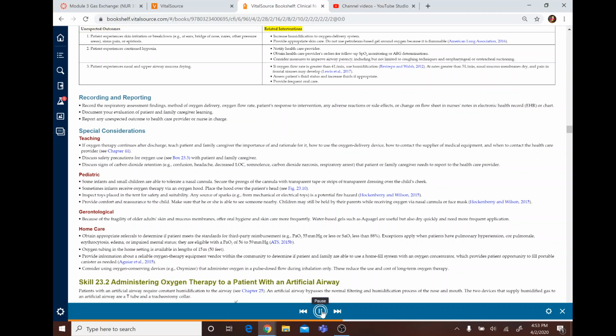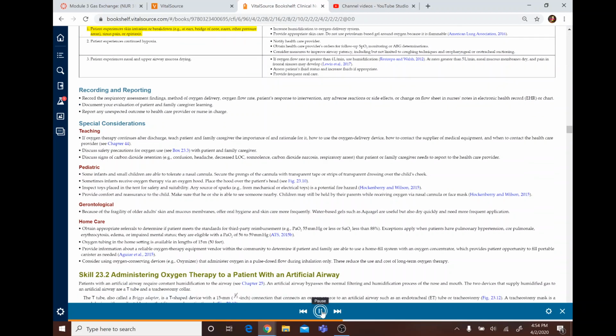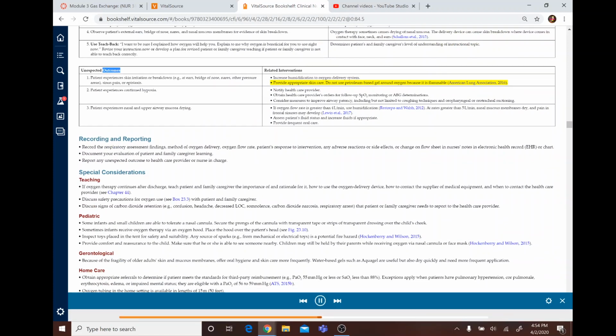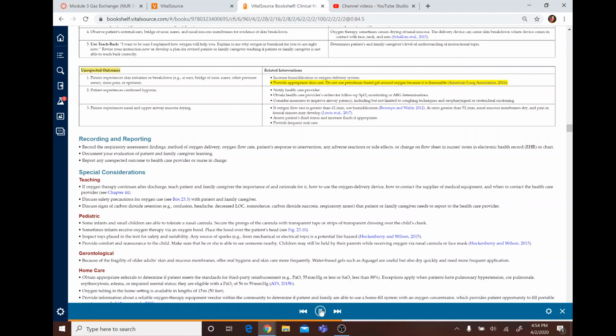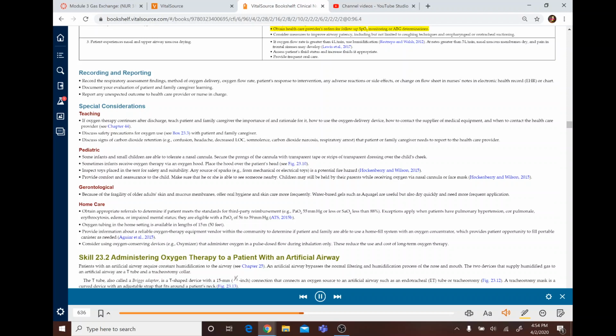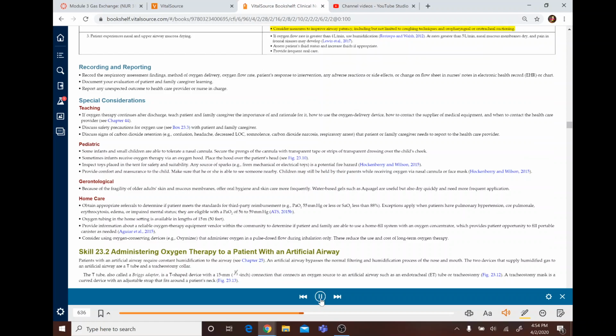Unexpected outcomes. Related interventions. 1. Patient experiences skin irritation or breakdown, example at ears, bridge of nose, nares, other pressure areas, sinus pain, or epistaxis. Increase humidification to oxygen delivery system. Provide appropriate skin care. Do not use petroleum-based gel around oxygen because it is flammable. American Lung Association, 2016. 2. Patient experiences continued hypoxia. Notify healthcare provider. Obtain healthcare provider's orders for follow-up SpO2 monitoring or ABG determinations. Consider measures to improve airway patency, including but not limited to coughing techniques and oropharyngeal or orotracheal suctioning.